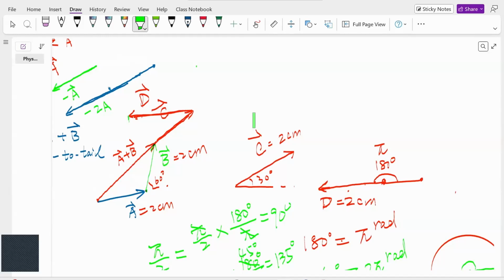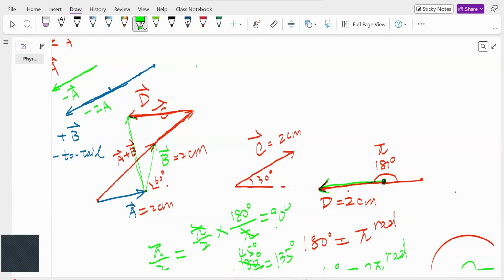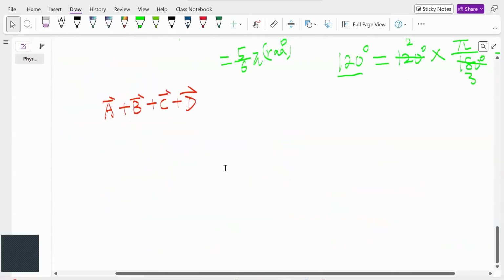Why don't we go this way? We'll go this way because D is going this way, all right? Let's see the arrow. That's a good question, right? So over here, your resultant is this green arrow. Do you see that? That's called head to tail. So that's head to tail.